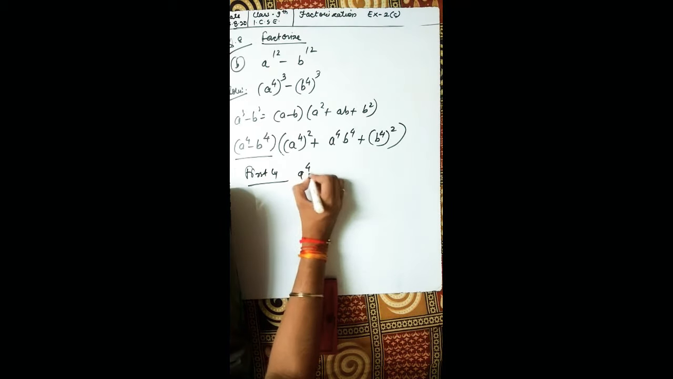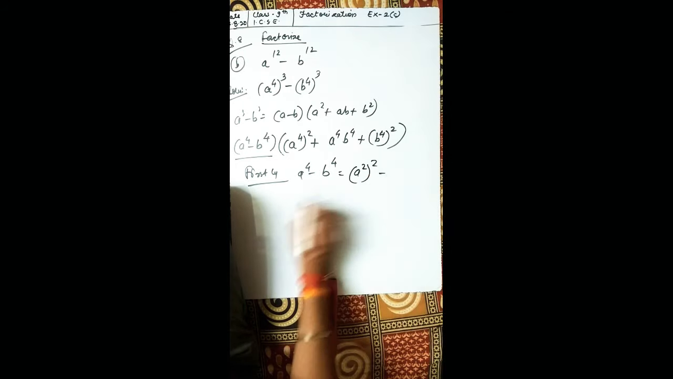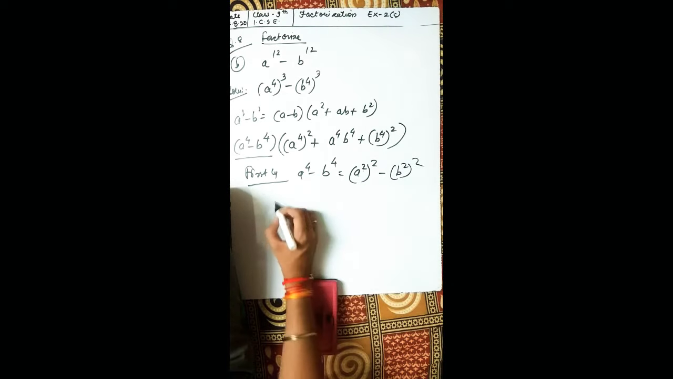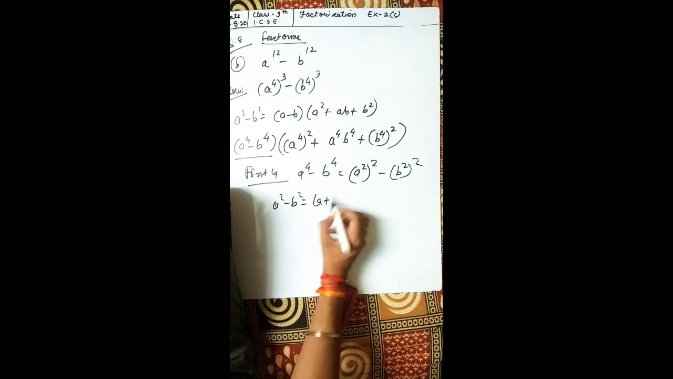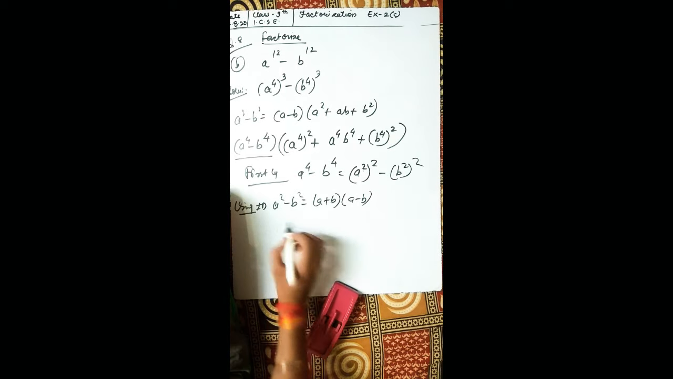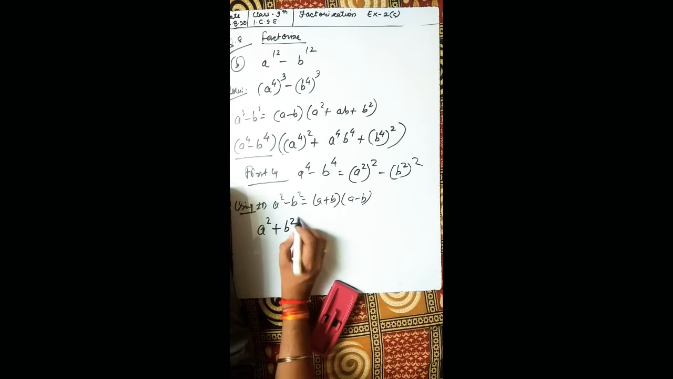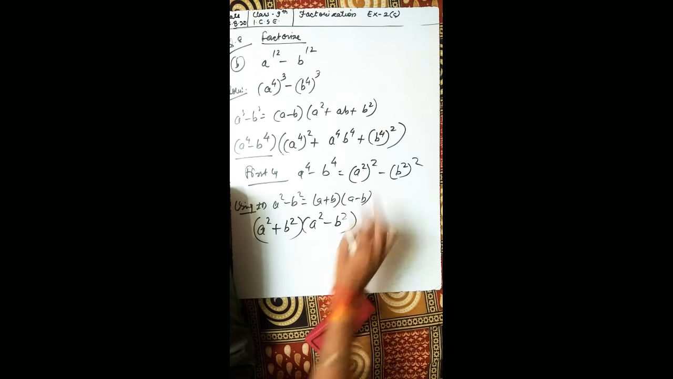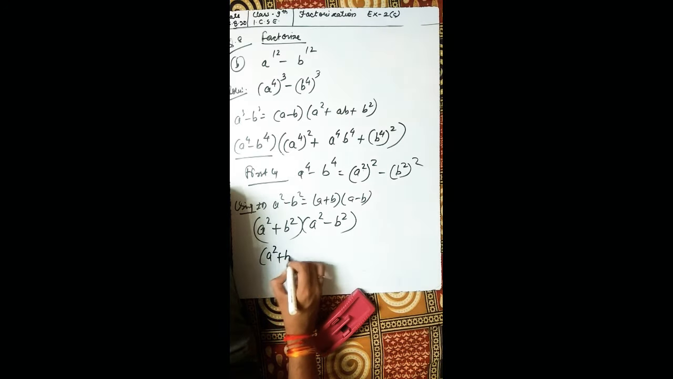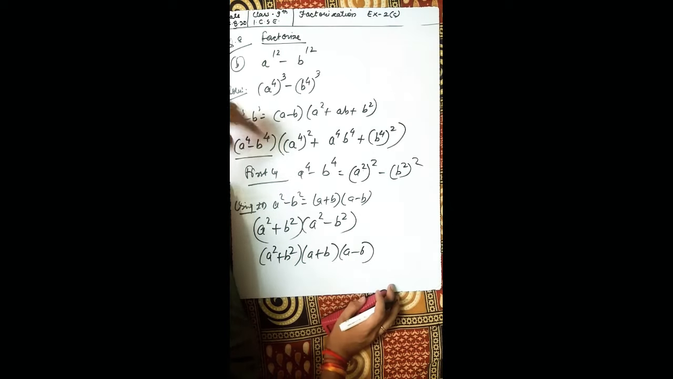So firstly, a to the power 4 minus b to the power 4. A to the power 4 can be written as a square whole square because 2 2s are 4, and this is also b square whole square. Now what is the a square minus b square identity? A square minus b square is a plus b, a minus b, using the identity. So this is a plus b, a minus b. Again you can use the identity here. So a square plus b square, a plus b, a minus b. So this is the factorization of this bracket.